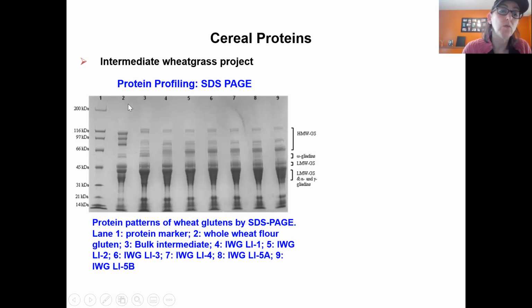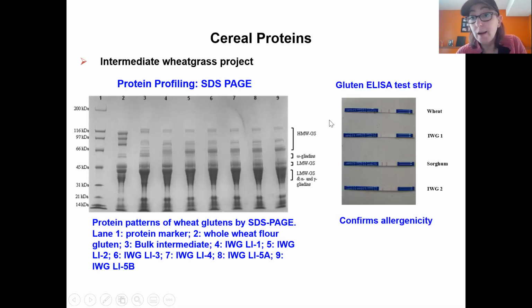So here in lane 2, you have the gluten forming proteins. And then here are different lines of intermediate wheatgrass. You can see that the high molecular weight glutenins are lacking, or there are some, but they are deficient compared to those present in wheat. And we see a lot of the alpha and gamma gliadins. So you really have a very high gliadins to glutenins ratio.